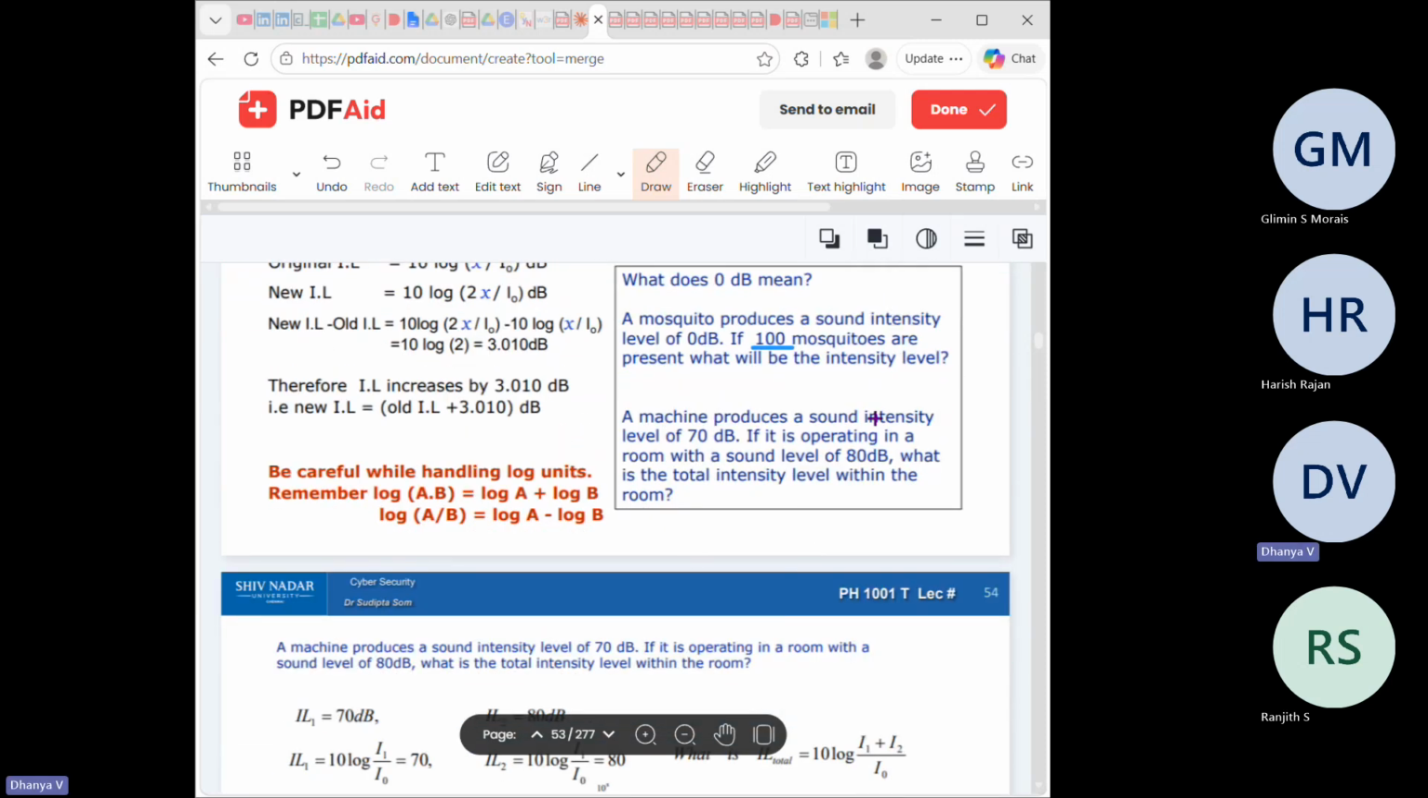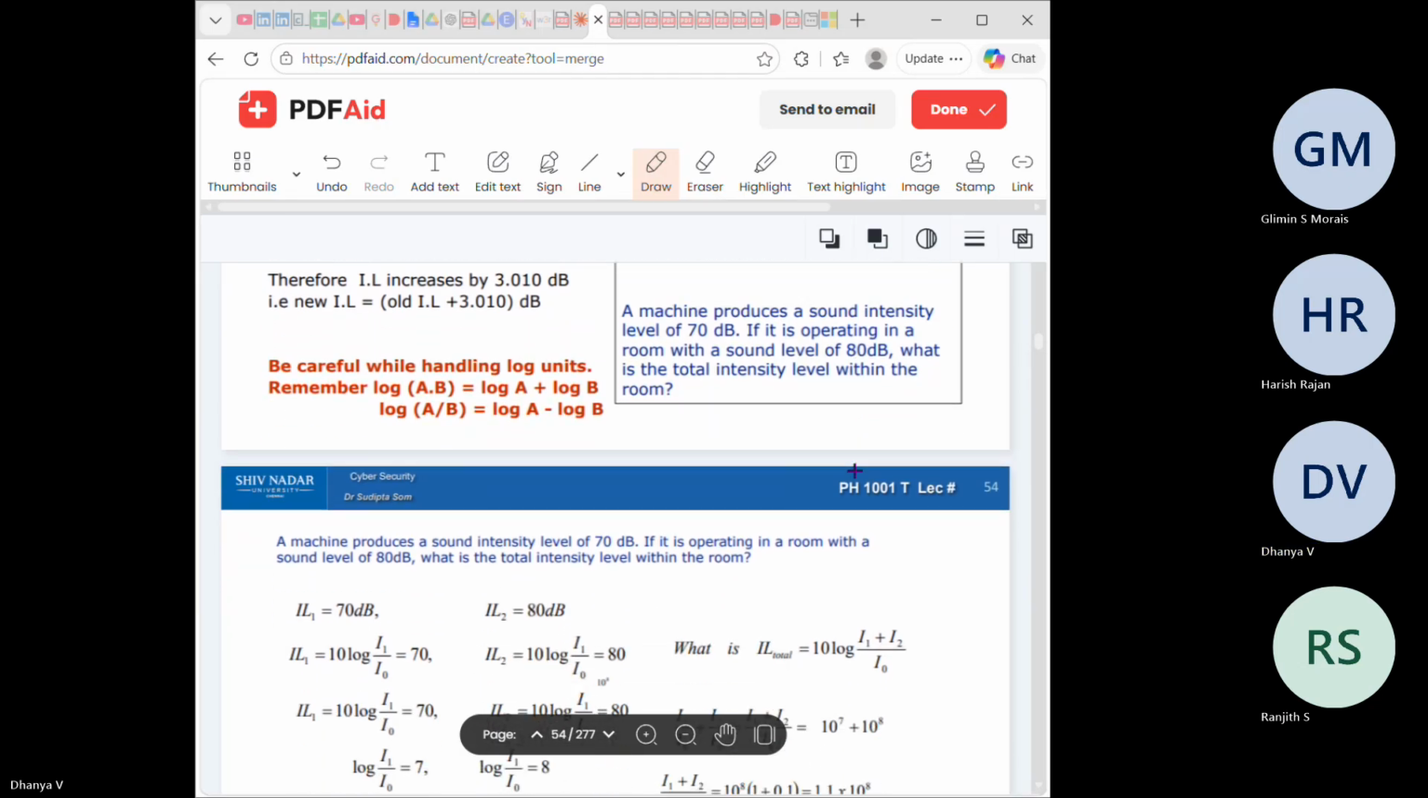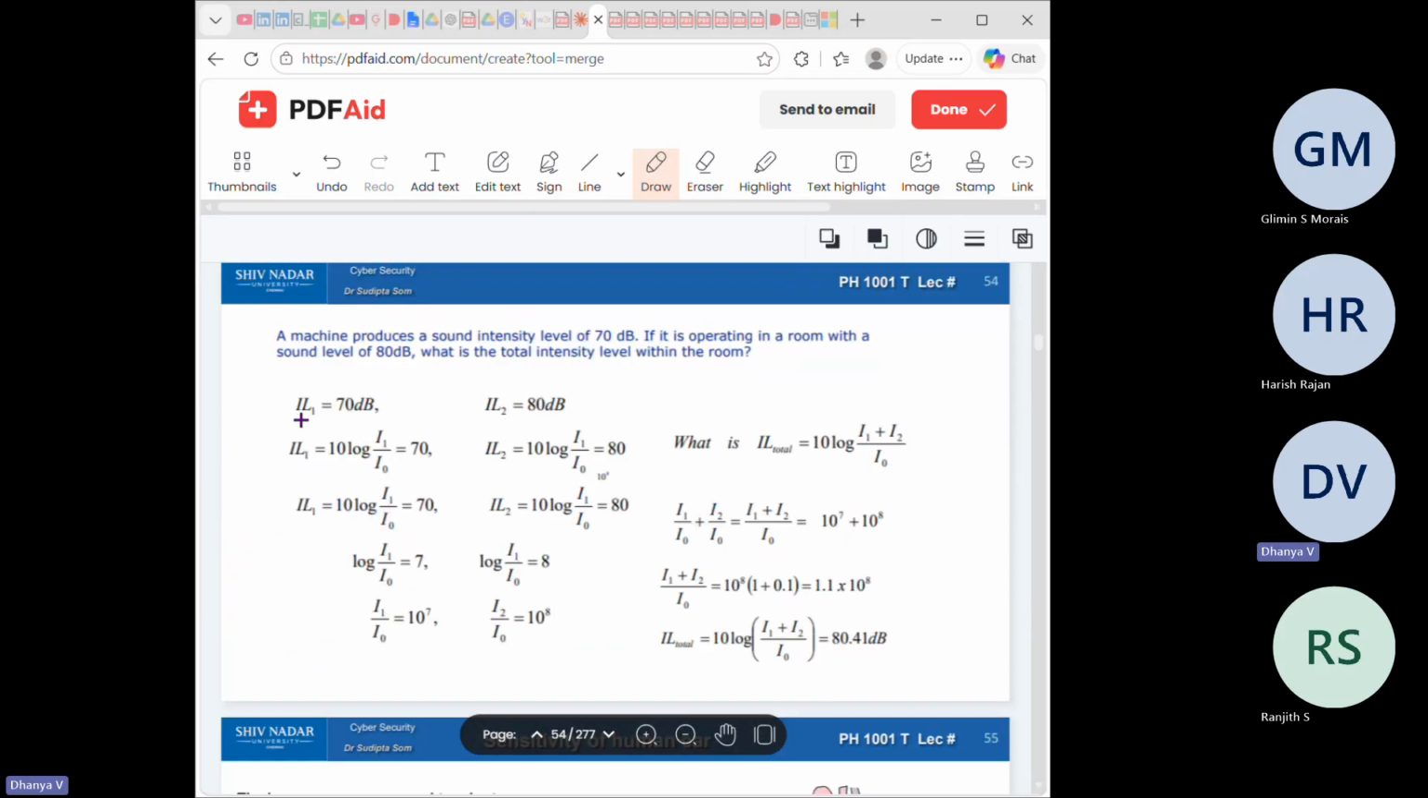A machine produces a sound intensity level of 70 dB. If it is operating in a room with a sound level of 80 dB, what is the total intensity level within the room? So the intensity levels are given out here. One is 70 dB, and then the other one is 80 dB. So you equate this formula. 10 log I1 by I0 is equal to 70, 10 log I2 by I0 is equal to 80. So you perform all of your logarithmic operations. Then you will end up with these two.